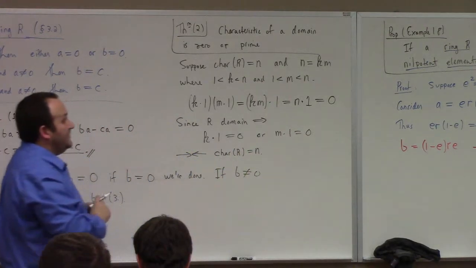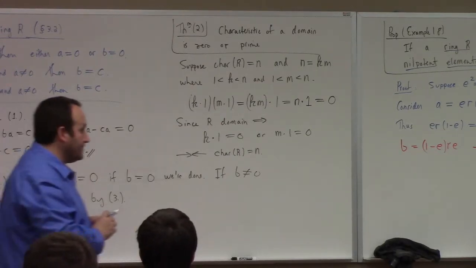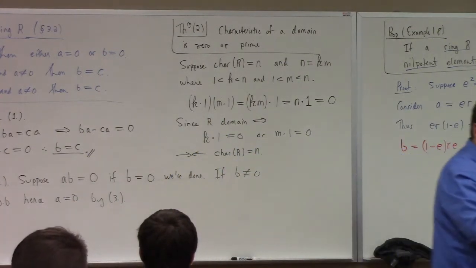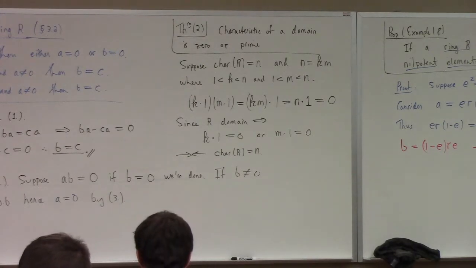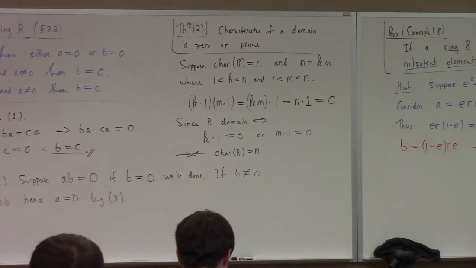So a domain either has prime characteristic or it has characteristic 0. Them's your choices. Excuse me, I said ring. What should I say? Domain. A ring could have characteristic 4. For example, Z4 is a ring with characteristic 4. But it's not a domain because it has 0 divisors.